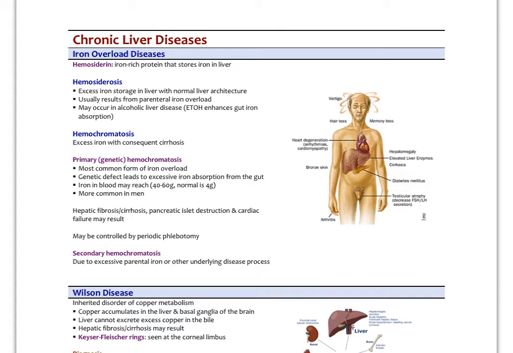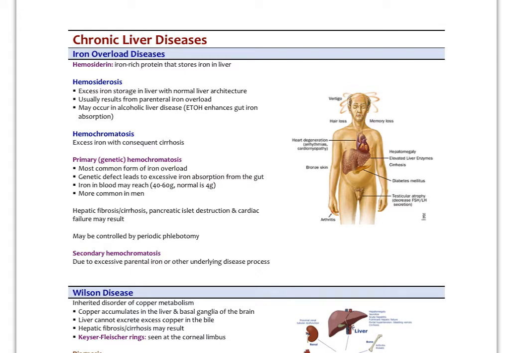When red cells undergo their destruction in the spleen and the hemoglobin is liberated, the iron is taken out, attached to transferrin, that goes to the liver, to the bone marrow to be reused, recycled into new hemoglobin. But there are a couple of other storage proteins. One of them that's very rich in the liver is called hemosiderin. This is an iron-rich protein that specifically stores iron in the liver.